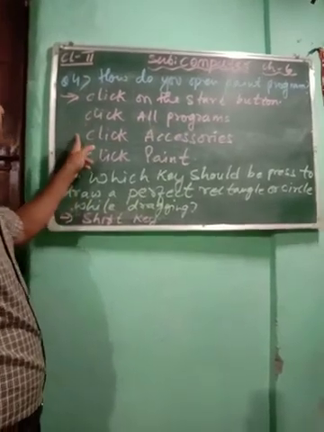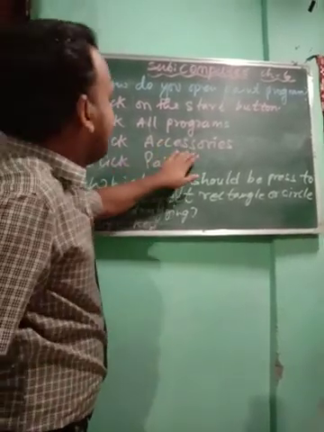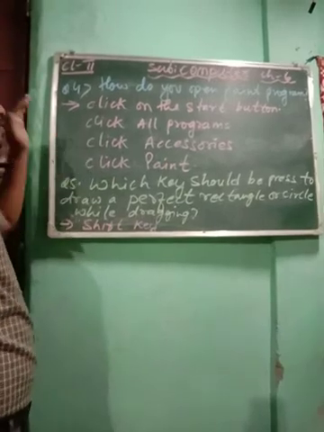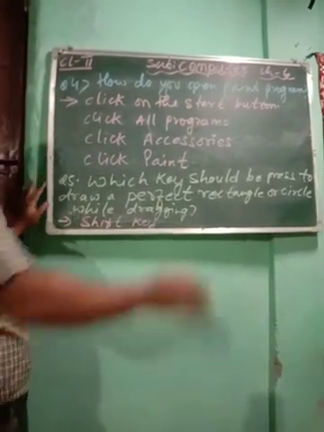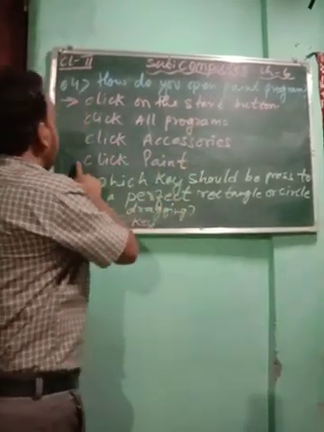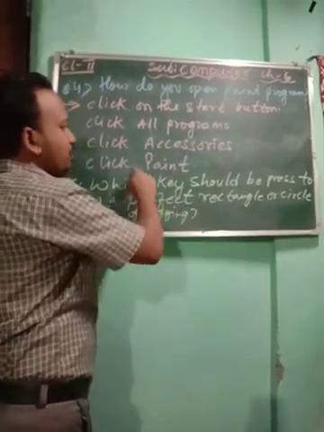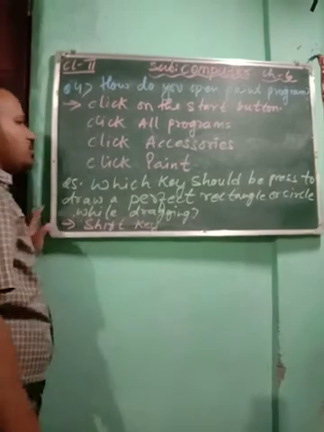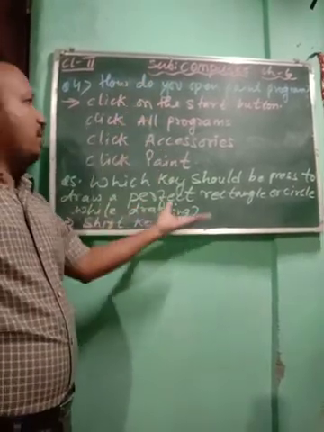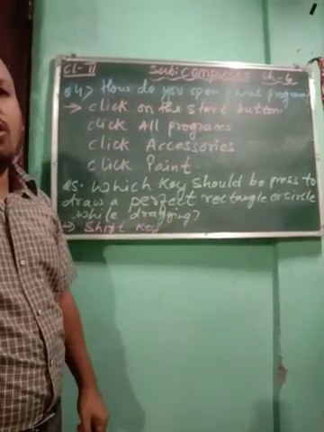And third, click accessories. So in the third step you are going to click accessories, and in the fourth, directly when you click accessories, the list of it will come, so Paint will come, so click on Paint. So when you click Paint, automatically your Paint program will get opened.